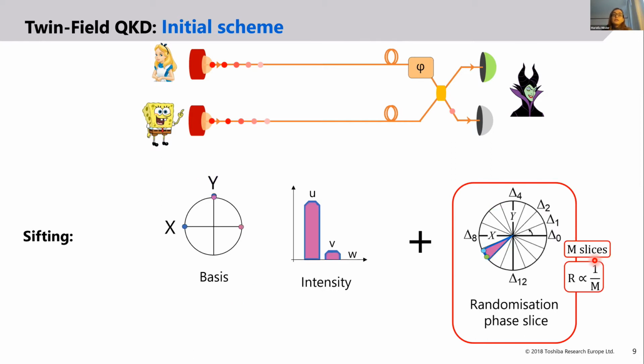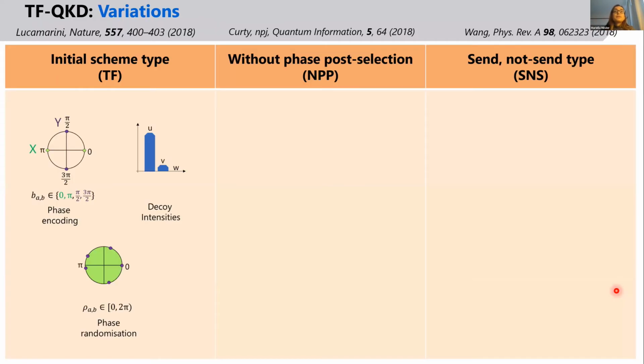And then during sifting, they will sift, of course, their bases and their intensities like we usually do. But now they also have to sift the slice of the randomization value that they have used. So what this means is that they can never have their randomized phases match exactly. So they have to decide on a discretization of this circle, and then they have to announce the phase slice that their encoding belongs in, so that they have a chance of matching, rather than sending infinite pulses to have a matching chance. This also means that if you discretize the circle in m slices, your key rate will also be proportional to 1/m. So this is the penalty we pay for TFQKD.